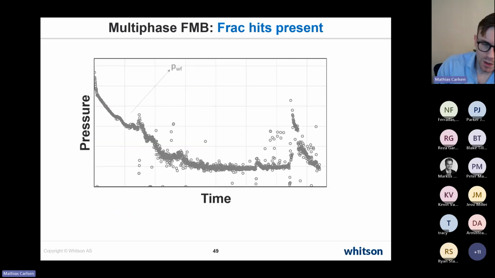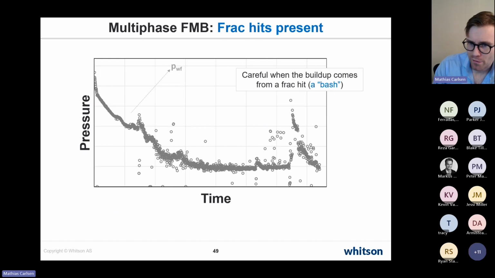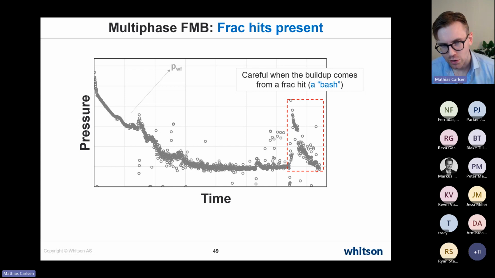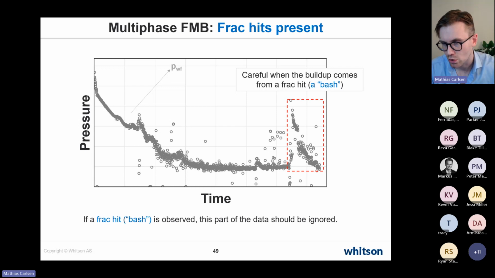If the buildup is from a frac hit, there are external forces coming into it. You have to choose whether your exercise here is to yield the forecast of what the well was to begin with, or whether your job is to compare pre and post frac hit, or refrac, or whatever, the productivity change on the well. If you're just using it to estimate what the EUR would be without the frac hits, you shouldn't use it.